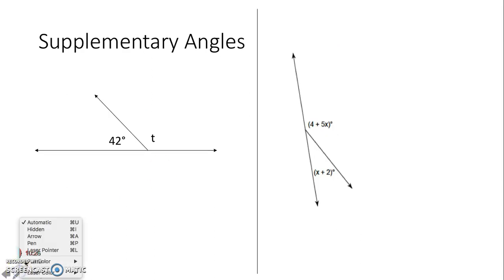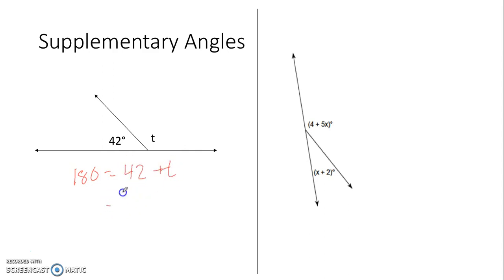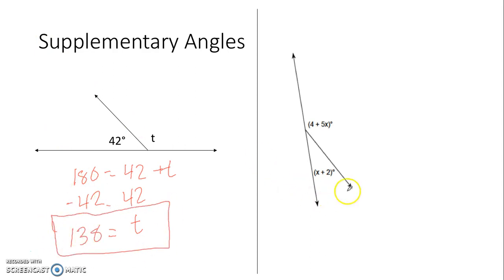All right, so first things first, let's look at our example that we already know how to do. This one right here, we're given 42, we want to find t. So 180 is equal to 42 plus t. Subtract both sides by 42. Okay, t is equal to 138.